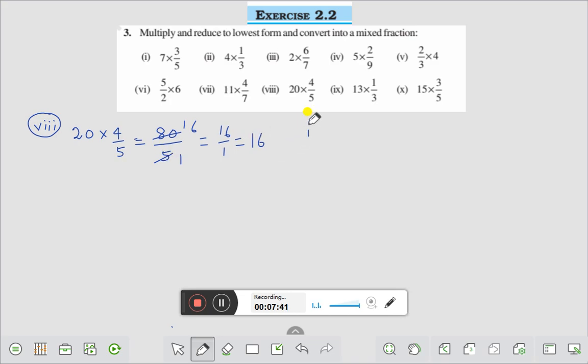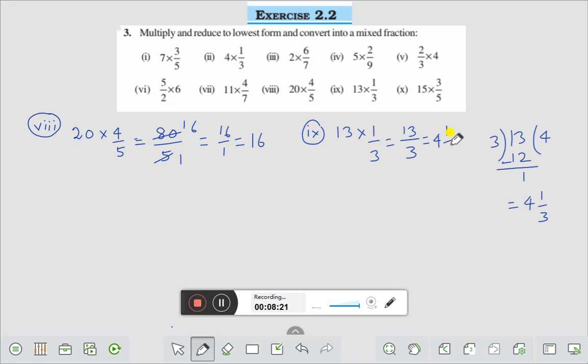Now question number 9 is 13 into 1 by 3. That is equal to 13 into 1, that is 13 divided by 3. Now if we divide 13 by 3, 3 fours are 12. 13 minus 12 is 1. Therefore it comes to 4 whole 1 by 3.